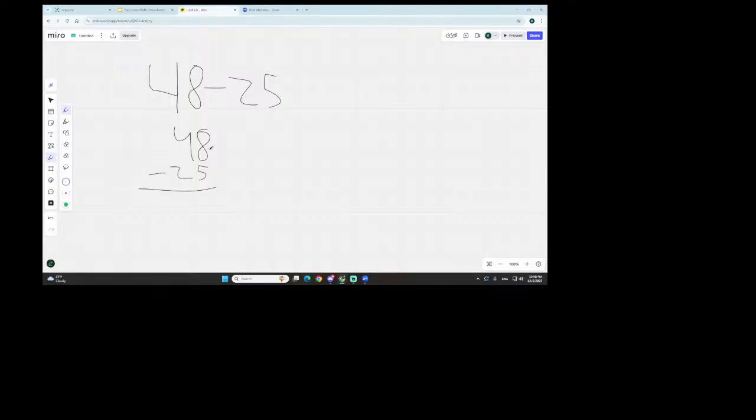and we can do our two-digit subtraction, which we learned in a different lesson. So 8 minus 5 equals 3 in the ones place. 4 minus 2 equals 2 in the tens place, which is 23. So our answer is 23.